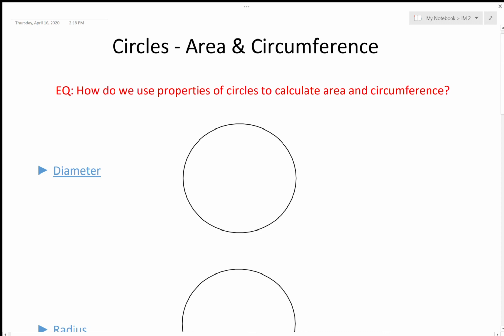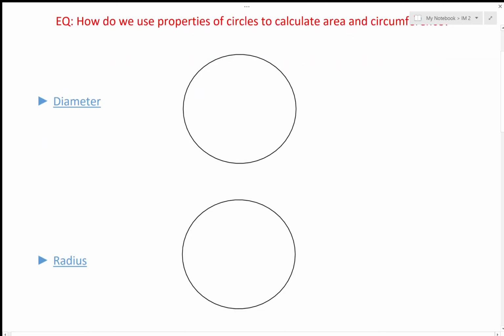We're going to be starting now with our geometry section. So we're talking about shapes. We're going to start off nice and easy with circles. And today we're looking at area and circumference. So a couple of definitions before we get started on that.